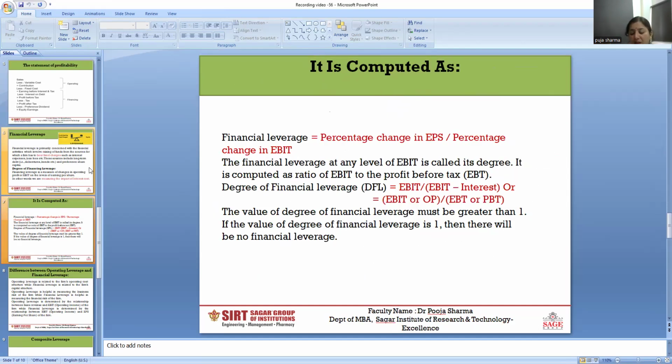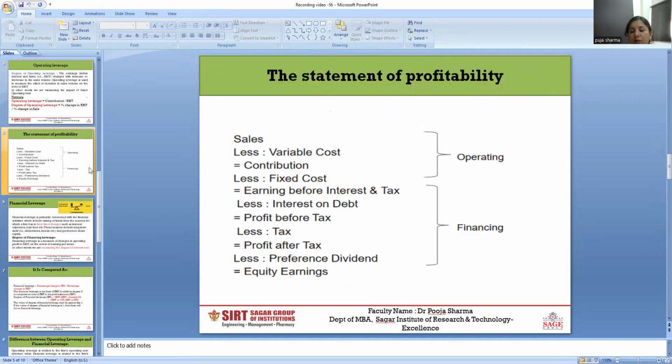EBIT is what? EBIT is earning before interest and tax. Here you can see in this chart, earning before interest and tax. The abbreviation of this term is EBIT. After deducting interest from the EBIT, you will have the profit before tax. And from the profit, you will deduct the tax amount. You'll pay the tax out of the profit, and then you will have the net profit or profit after tax.